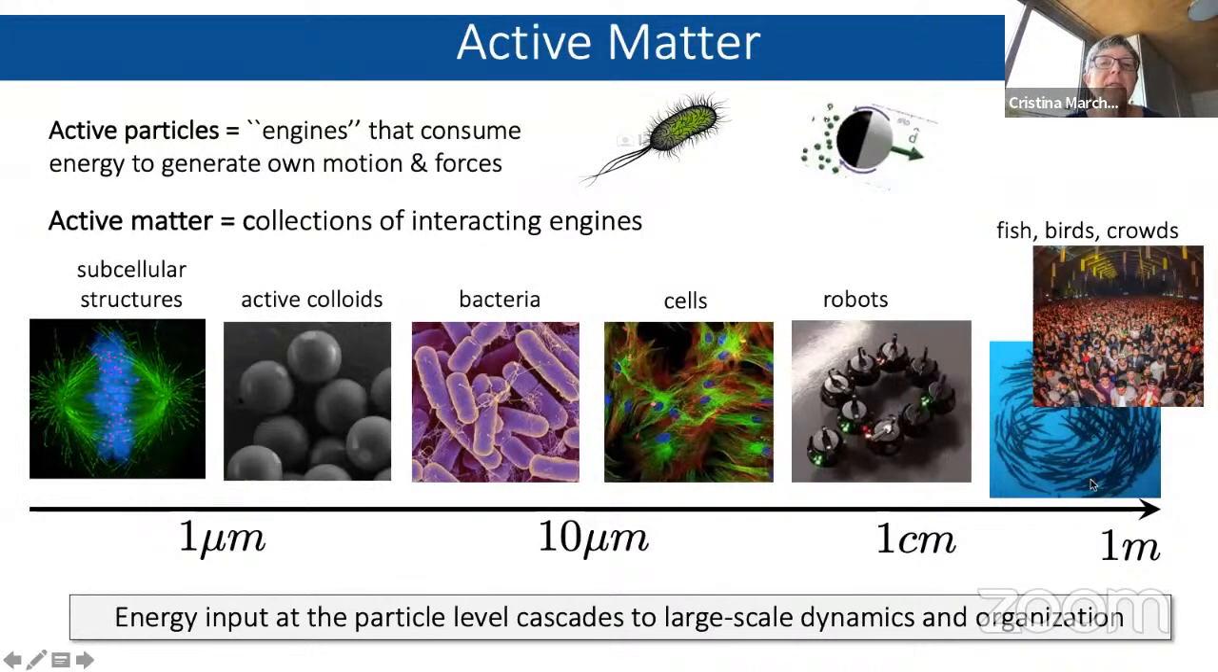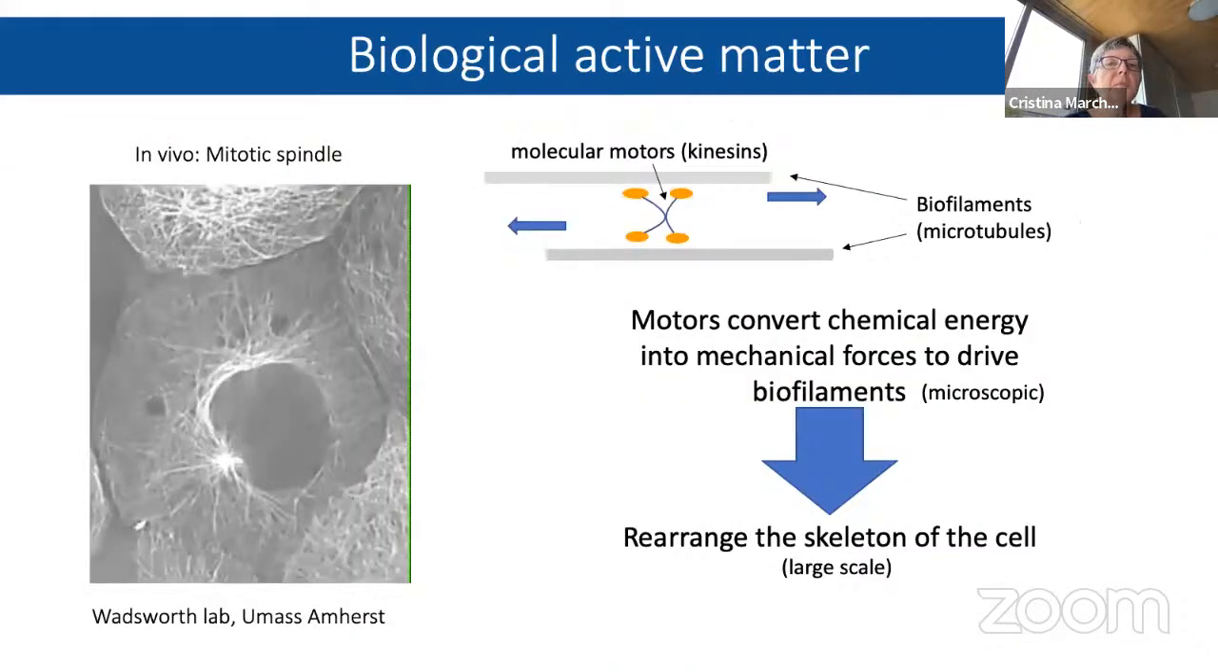So what all these systems have in common is that there is an energy input at the scale of the individual, the micro scale, and this energy cascades to drive dynamics and organization at large scales. For instance, proteins like myosins inside cells transform chemical energy into forces to control how we move and function. Now, let me give you a more specific example from biology.